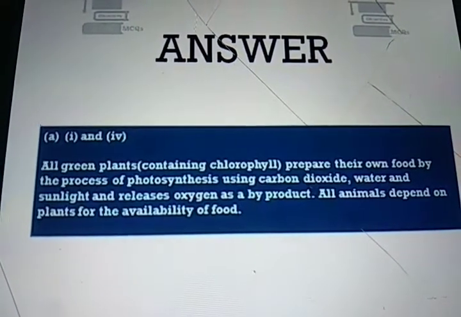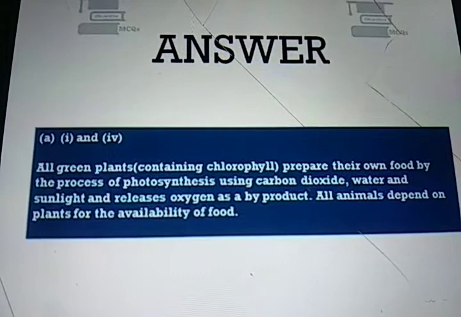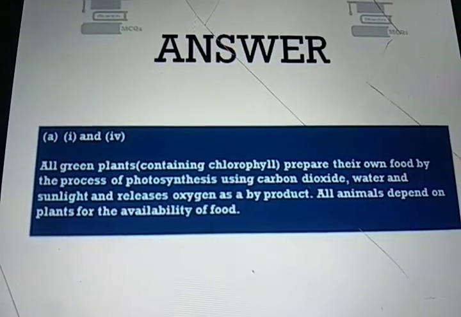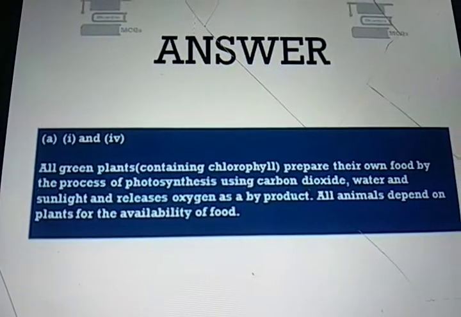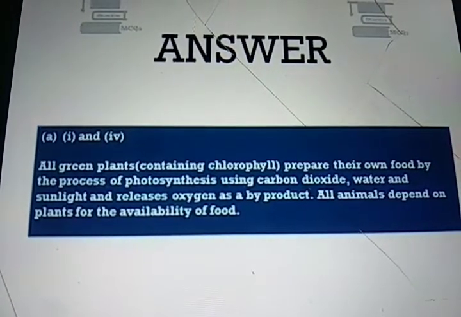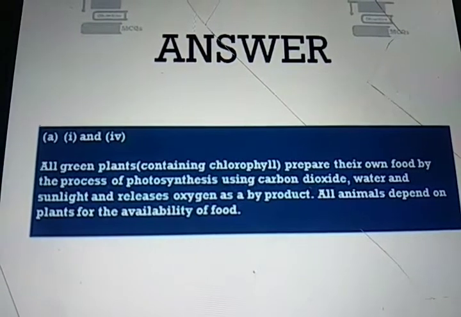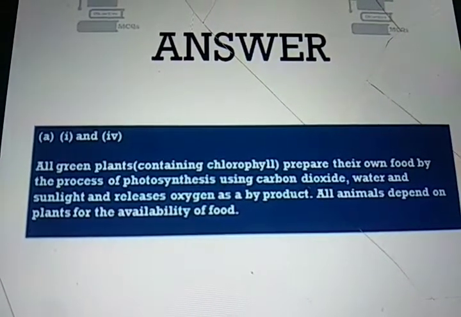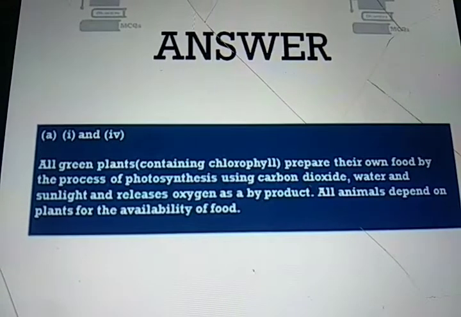All green plants containing chlorophyll prepare their own food by the process of photosynthesis using carbon dioxide, water and sunlight, and release oxygen as a byproduct. All animals depend on plants for the availability of food.